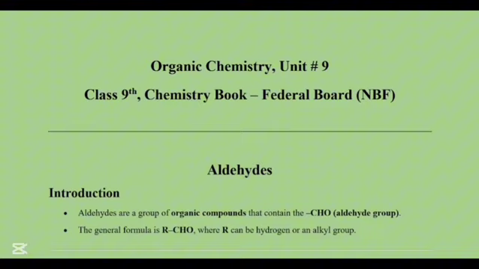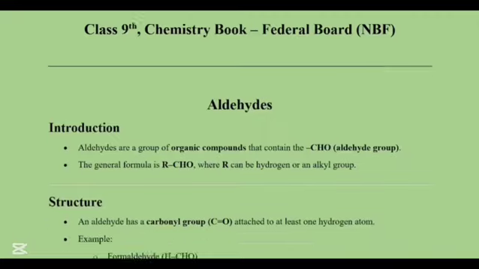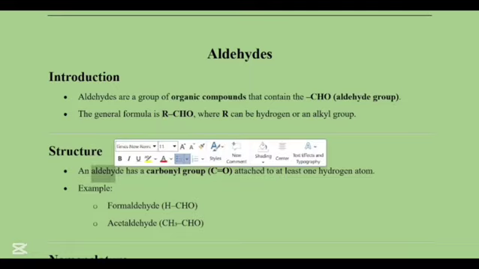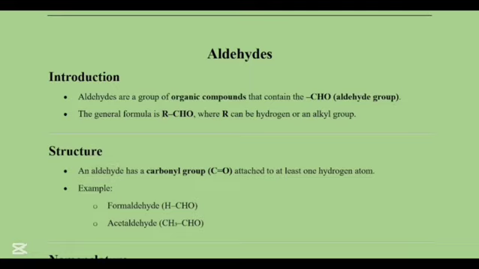Aldehydes. Introduction. Aldehydes are a group of organic compounds that contain the functional group CHO. CHO stands for the aldehyde group, where C stands for carbon, H stands for hydrogen, and O stands for oxygen. The general formula of aldehydes is R-CHO, where R can be hydrogen or an alkyl group. An aldehyde has a carbonyl group, which means that carbon will form a double bond with oxygen and be attached to at least one hydrogen atom.